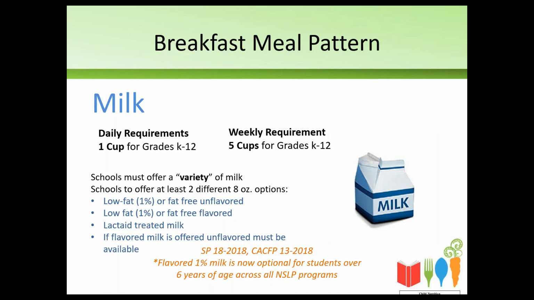To provide a variety, your offerings could be white milk with 2 different fat percentages, or flavored and unflavored milk with the same fat percentage, or, that's it.